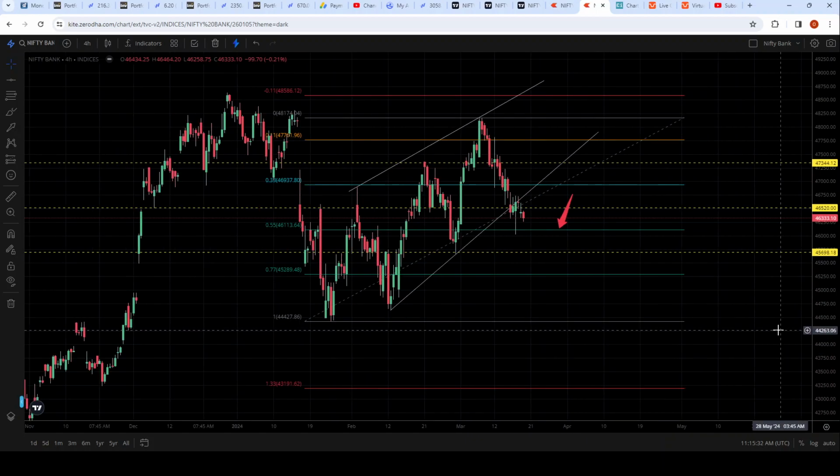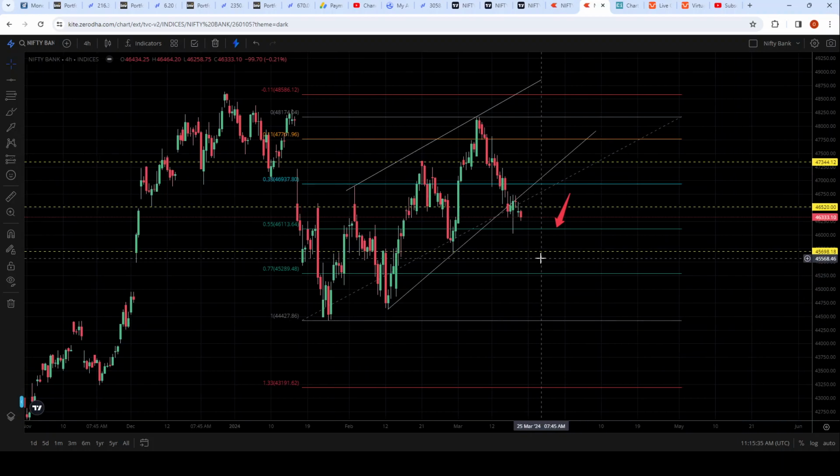Again, we are using a 4-hour chart. It's already touched this support line once, which is at 46,111. Again, that is going to act as a support. You can say 46,100 is a very strong support. If that breaks, then the very next strong support is 45,690, or you can say 45,700, and below that a very strong support at 45,280. All right, so these are the levels.